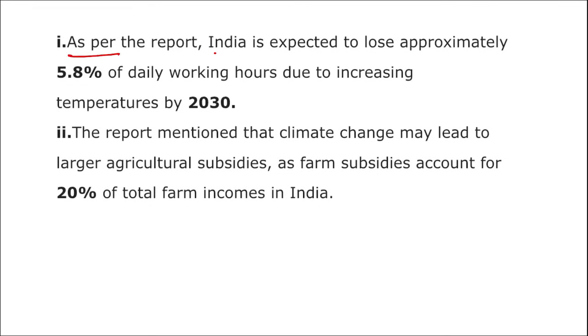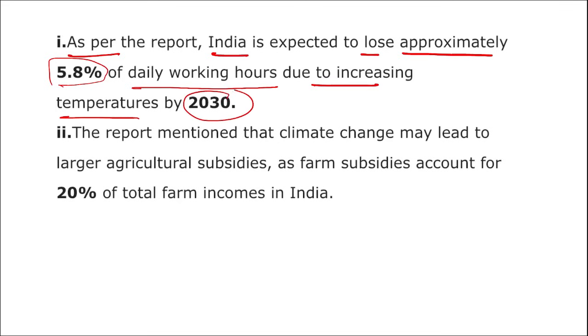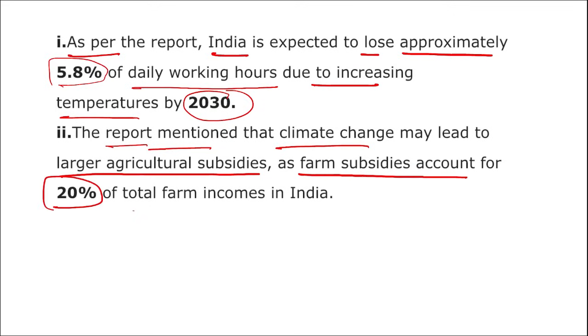As per the report, India is expected to lose approximately 5.8% of the daily working hours due to increasing temperatures by 2030. And the report mentioned that climate change may lead to larger agriculture subsidies, as farmer subsidies account for just 20% of the total farm incomes in India.